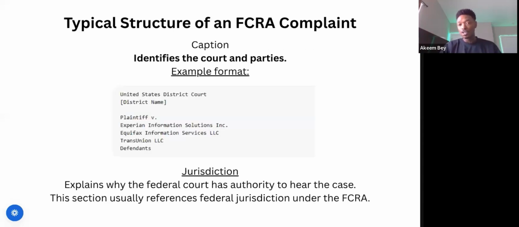So the typical structure of an FCRA complaint in federal court, right? Again, you want to identify the court and the parties, and the example is on the screen: United States District Court, the name, plaintiff you versus either Experian Information Systems, Equifax, TransUnion, whoever the furnisher is, and those would be the defendants, right? You're the plaintiff. So again, the jurisdiction explains why the federal court has authority to hear that case, and this section usually references federal jurisdiction under the FCRA.